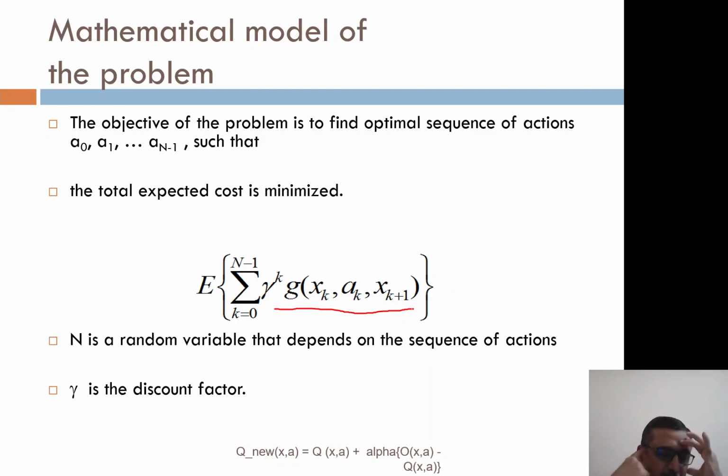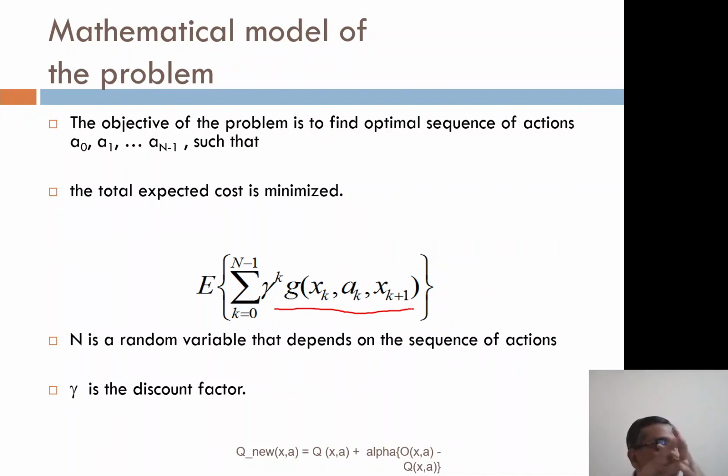Why expectation? Because we are interested in finding a sequence of actions such that the expected cost is minimized. If the rewards are random, if the environment is random, every time you may get different rewards. So you want to have a sequence of actions such that the performance is good on an average.